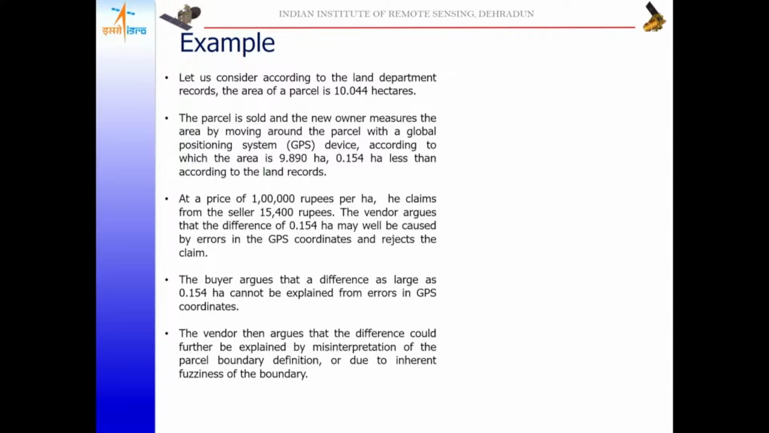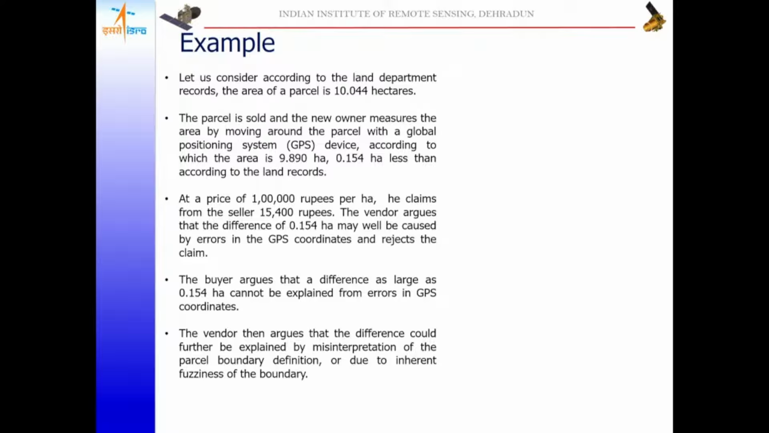Now he went again to the seller. He told him, I have paid you as per the price, like 1 lakh rupees per hectare, and your area is 0.154 hectare less. So you should return some amount to me, about 15,000.